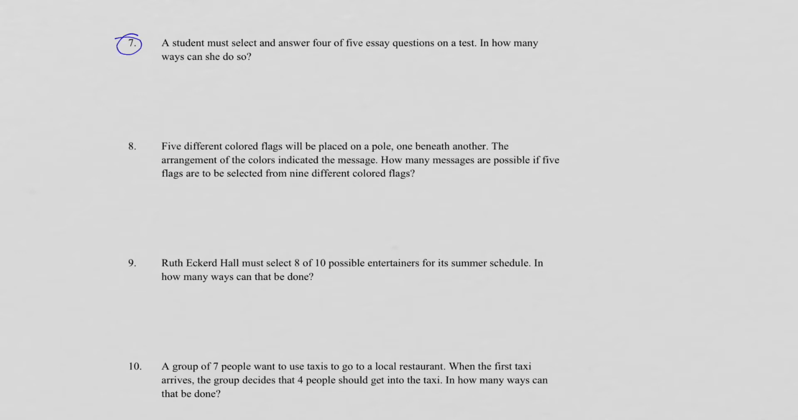Okay. Once we go to the back, things change a little bit. A student must select and answer 4 out of 5 essay questions on a test. How many ways can he or she do that? Well, does that sound like 1 or 2 combinations? 1. Yeah, it's 1. So that's the difference. When you get to the back part, you're going to be looking at just 1 combination. Okay? So this one's not so bad to do the long way, but we still have our calculators to go ahead and take care of that.